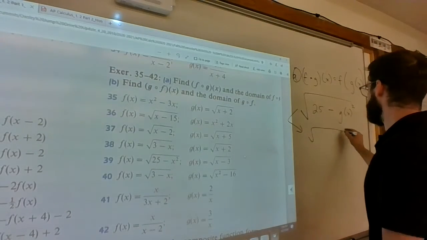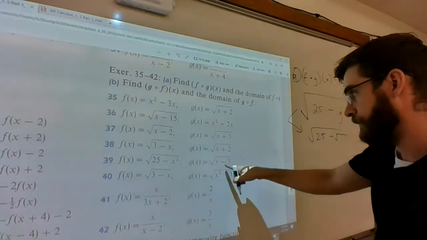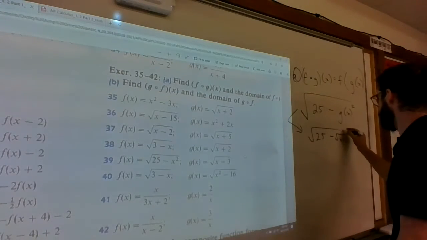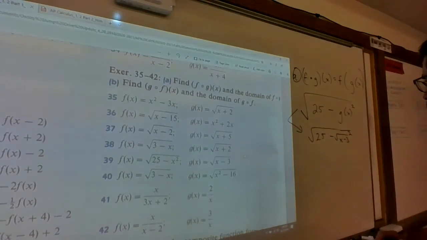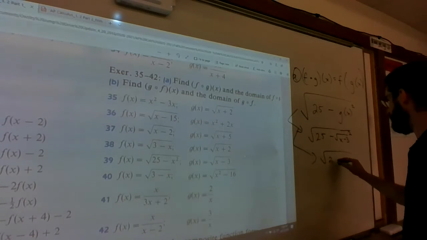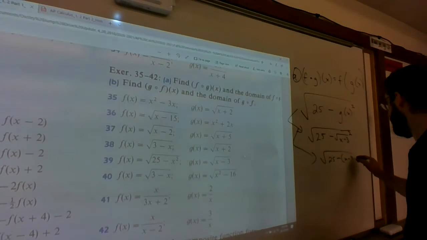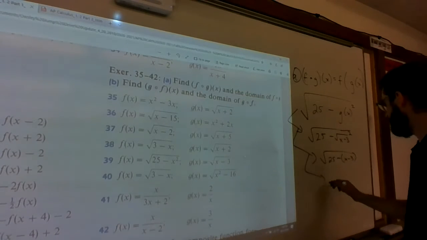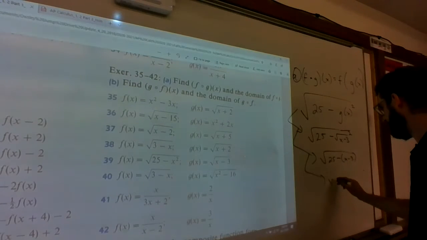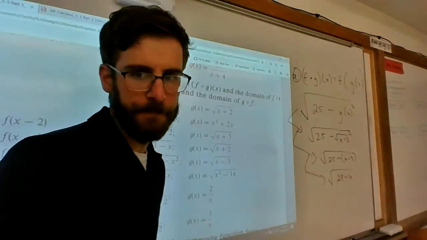So that looks like 25 minus the square root of x minus 3 squared. Now when you square a square root, you get 25 minus, keep the grouping symbols, x minus 3, and that gives us 25 minus x plus 3, which ends up being 28 minus x.